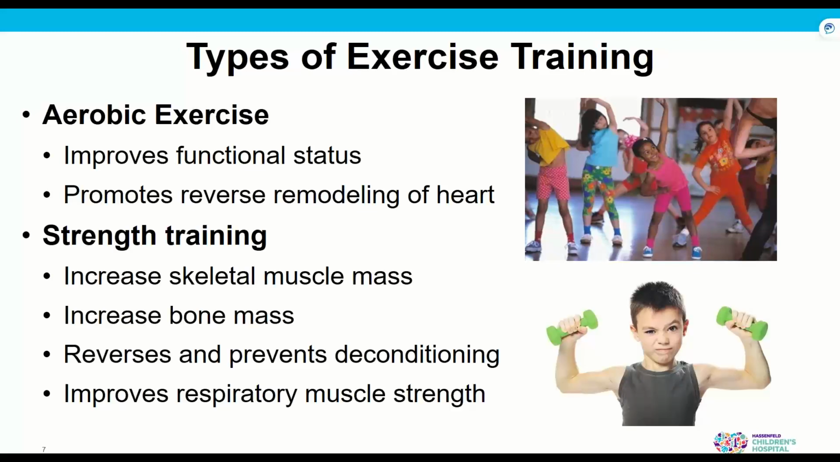The other type is strength training. And this is a different type of training where you're trying to improve muscle mass. But in the process, you also increase your bone mass. And a lot of our patients are on medications that can put them at increased risk for things like osteoporosis and bone fractures. So exercise decreases the risk of fractures in our patients. It also reverses and prevents deconditioning. So a lot of our patients, when they're initially diagnosed, before they're treated appropriately with medications, get deconditioned. And so strength training can help prevent that sort of atrophy and wearing down of muscles.